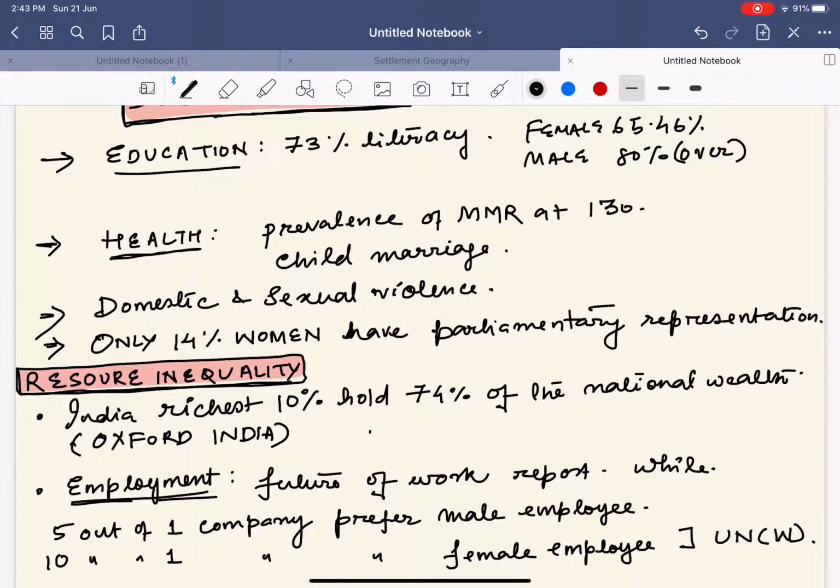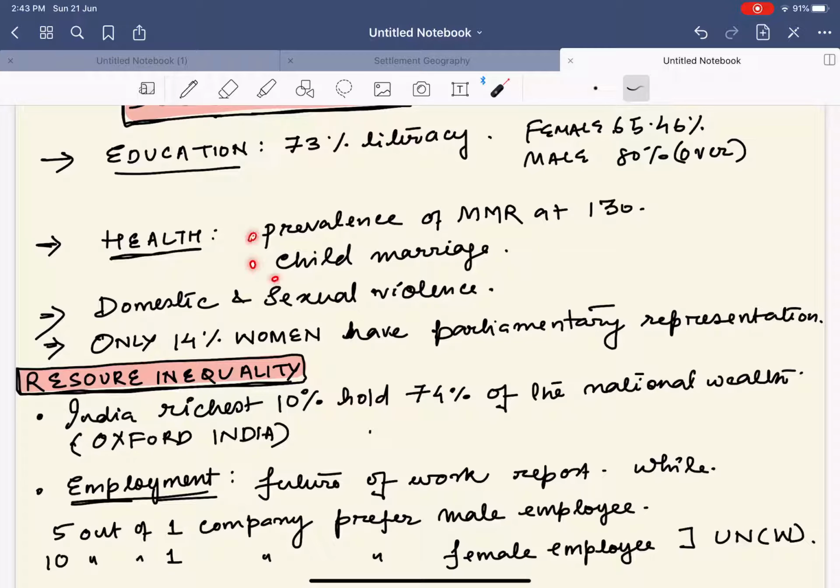Now look at this. With respect to health, what is the problem with health? See, we have the prevalence of MMR at 130. Now okay, you can ask what is this inequality? See, basically women are the ones who give birth to a child, but on the other hand the health facilities available to women are not that developed. Hence the mortality amongst them remains high, especially when they are pregnant.